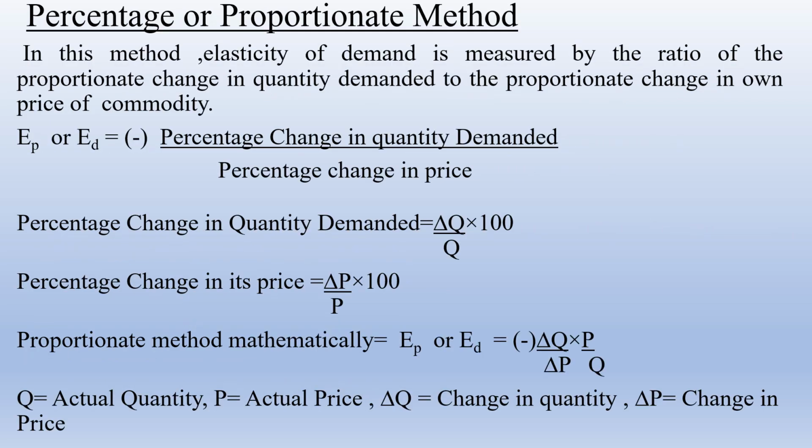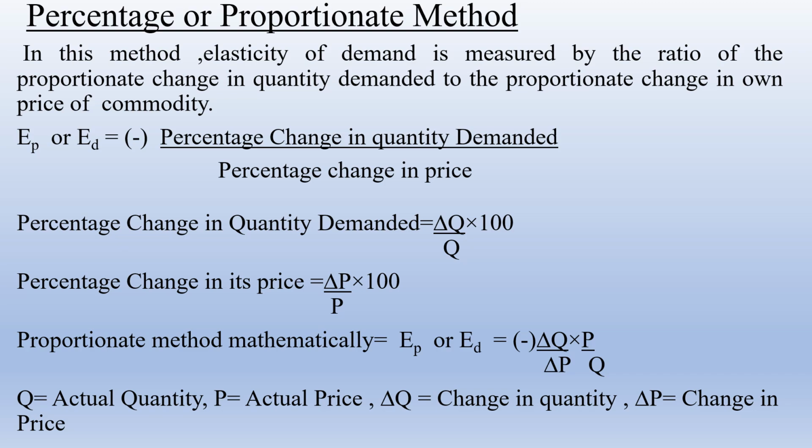Percentage or proportionate method. Percentage change method is the most common method to measure price elasticity of demand. In this method, elasticity of demand is measured by the ratio of the proportionate change in quantity demanded to the proportionate change in price of the commodity. In this case, we consider the price of the commodity. The other factors remain constant. If any kind of change happens in the price, that affects the quantity demanded.